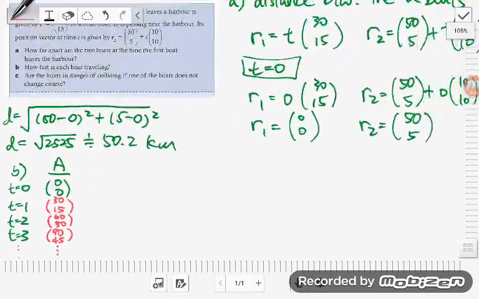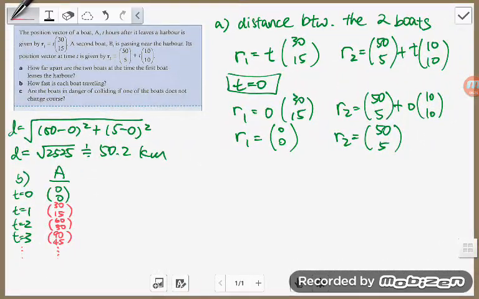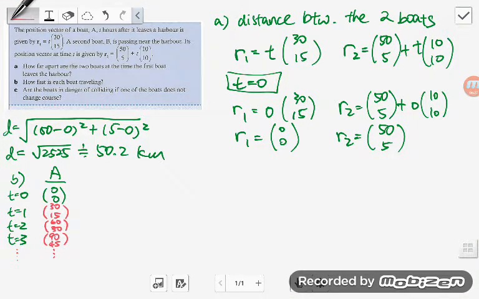Now, how do I find the speed? How do I find how fast boat A is traveling?